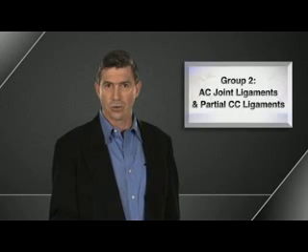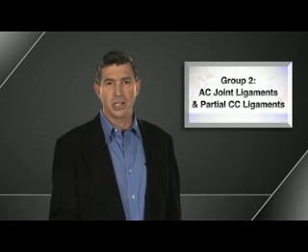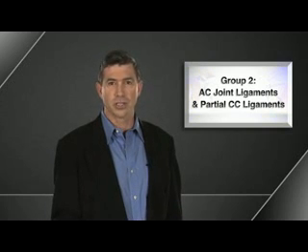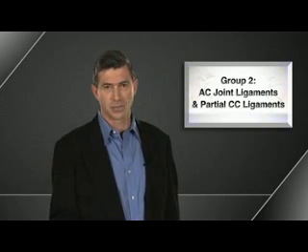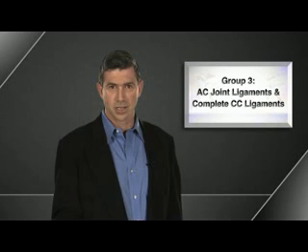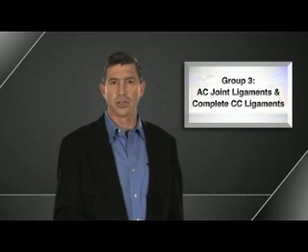So the grading system for deciding what level of injury you have starts at a level 1. A level 1 is an injury to just the ligaments of the AC joint. A level 2, which often shows up as a little bump on the shoulder, has injury to the ligaments of the AC joint and partial injury to the CC ligaments. A grade 3, which is very common, has injury to both sets of ligaments. So let's just talk about a grade 3 for just a moment.